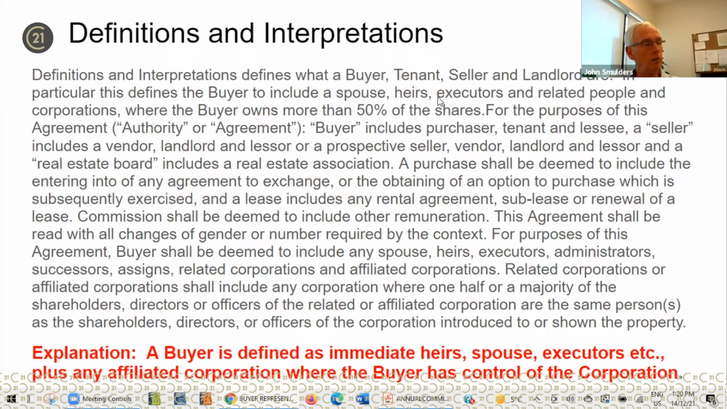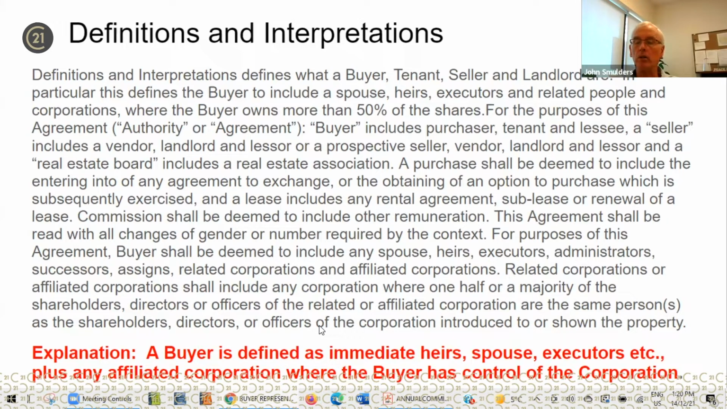And the way I was taught when I was first becoming a realtor many years ago, my broker of record made us read the paragraph, the whole paragraph, and then write out a sentence. And here it is. So a buyer, the explanation for definitions and interpretations, we've taken this whole paragraph and we put it into simply one sentence. A buyer is defined as immediate heirs, spouse, executors, etc., plus any affiliated corporation where the buyer has control of the corporation. Now that's important.